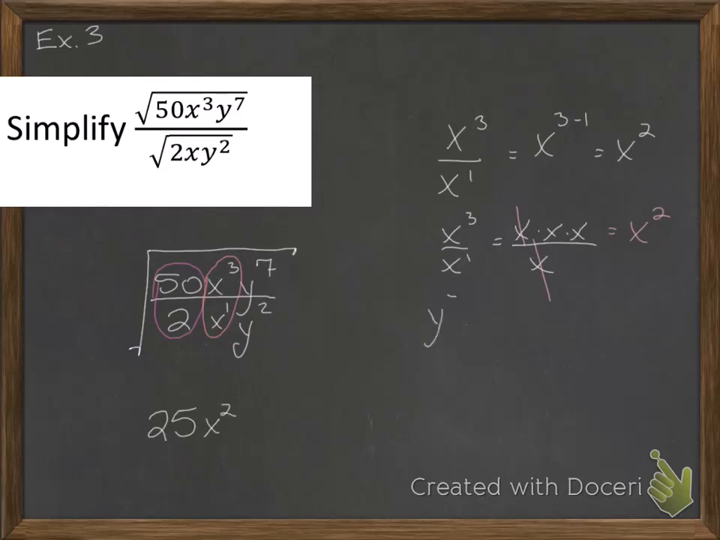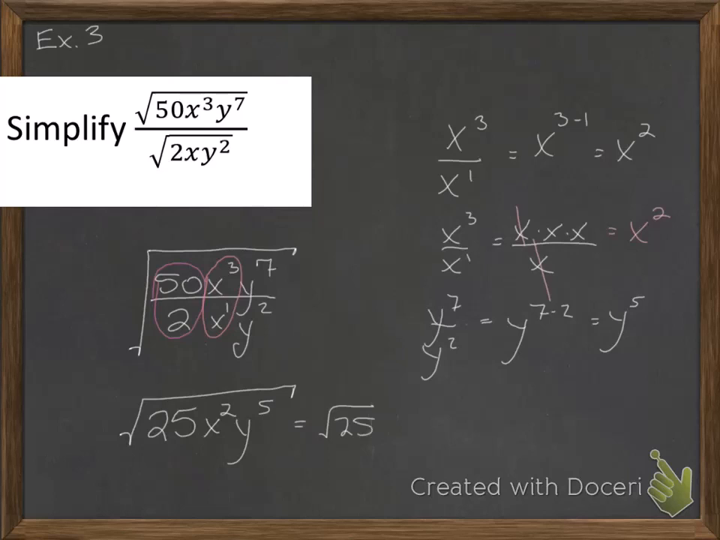Same thing with y to the 7th and y squared. We subtract those exponents. 7 minus 2 is 5. So this becomes y to the 5th power. Again, all of this is still under the radical. Now, if you need to do this intermediate step, you can. You certainly don't have to. Think about breaking it down into different radicals, right?